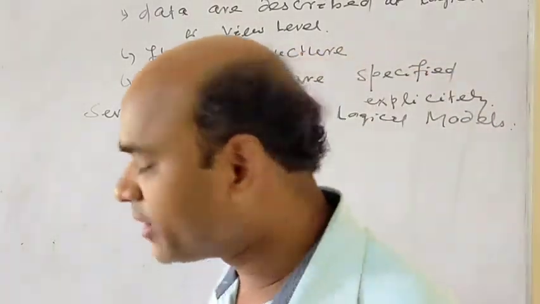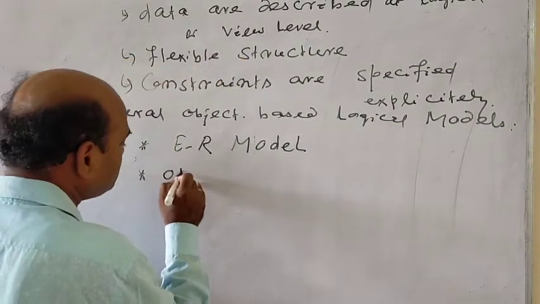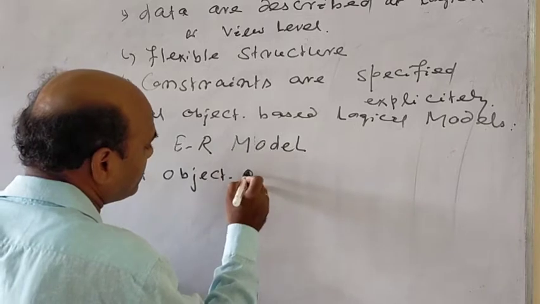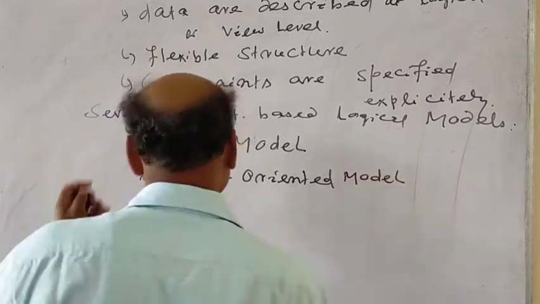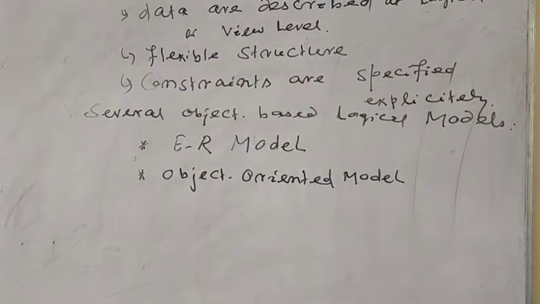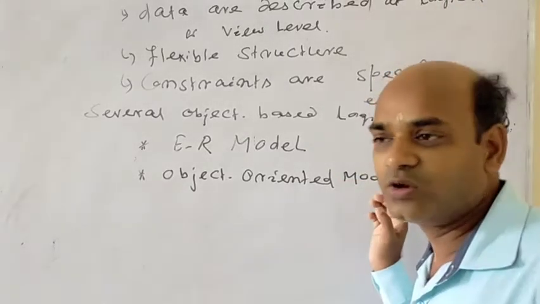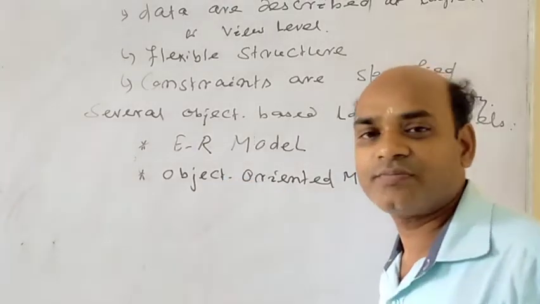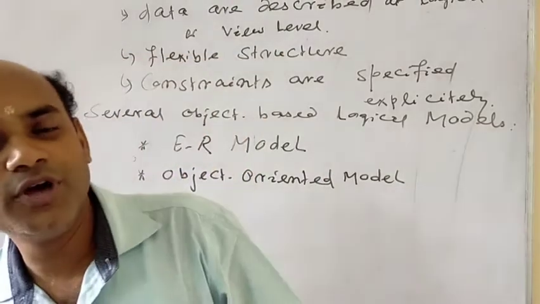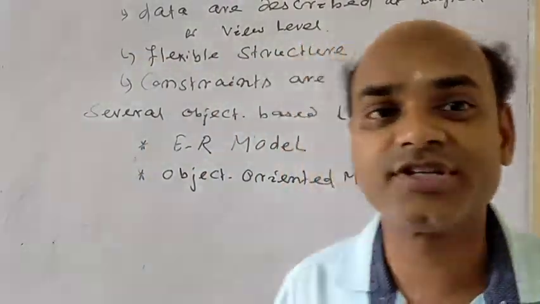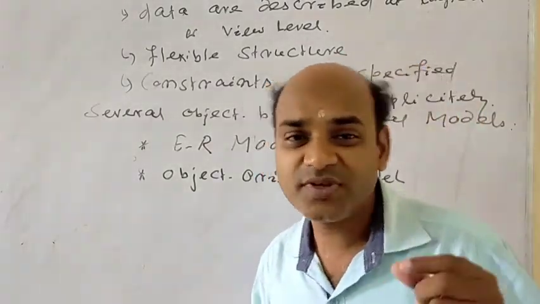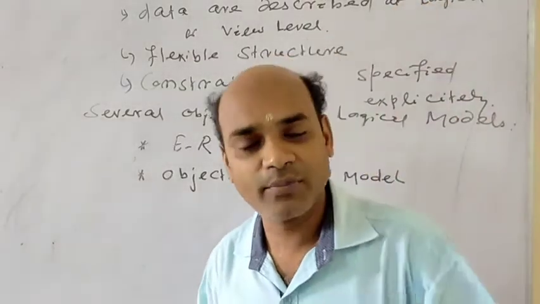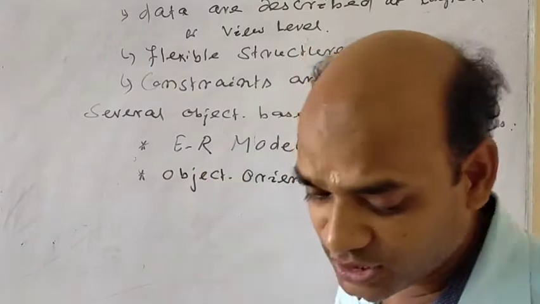Another one is your object-oriented model. This object-oriented model is one type of object-based model. In this model, all records or values are totally based on objects. Already we know the object is a real world entity, or a thing which has specific characteristics, some values, some properties. So this model is totally object-oriented.